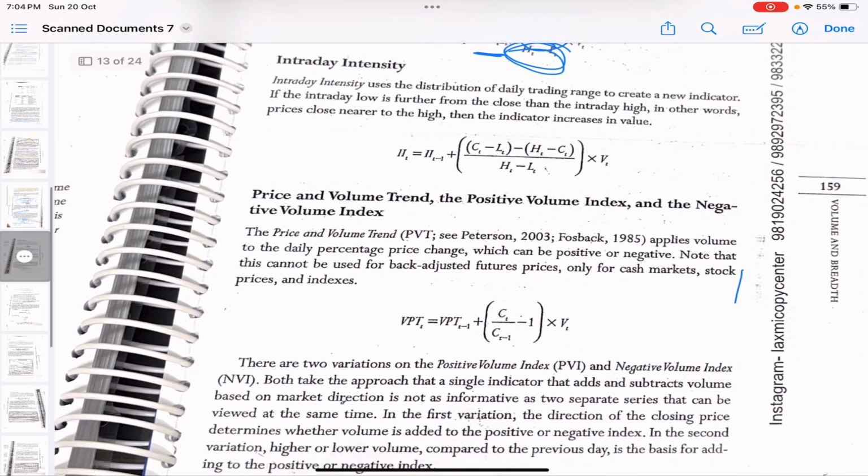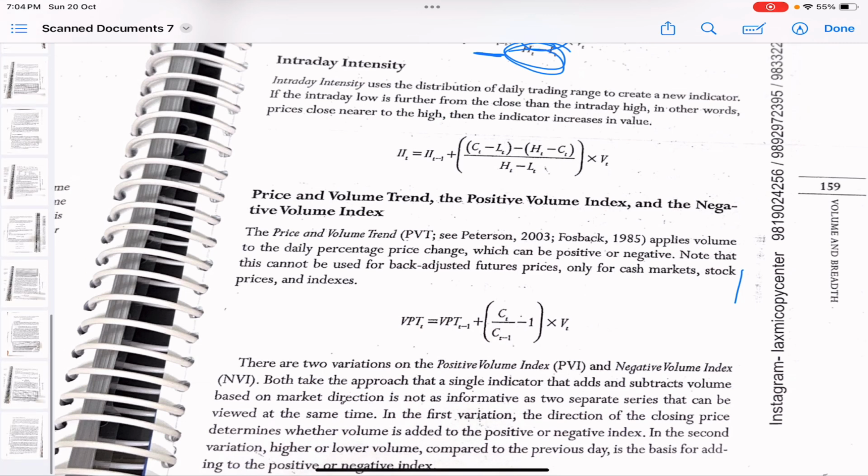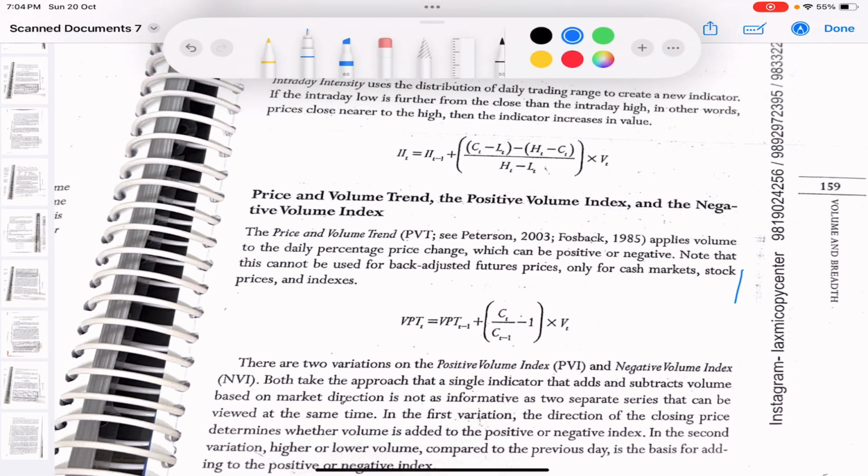Cool. We covered quite some indicators. Let's see more. Intraday intensity. This is also given by Chaikin only. Until now, we've been seeing so many indicators which are given by Chaikin. Now we are talking about what is an intraday intensity.